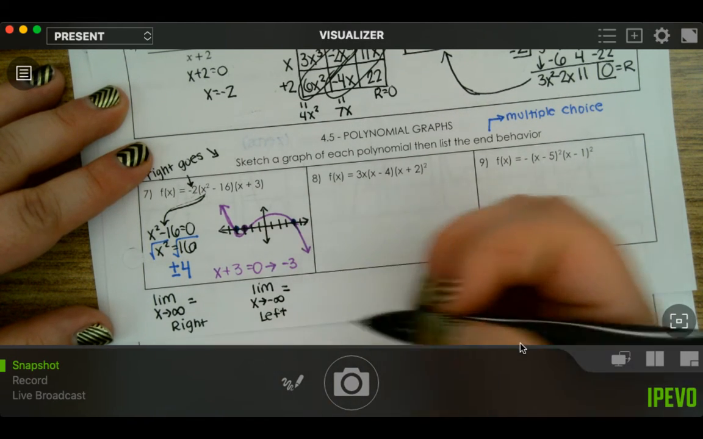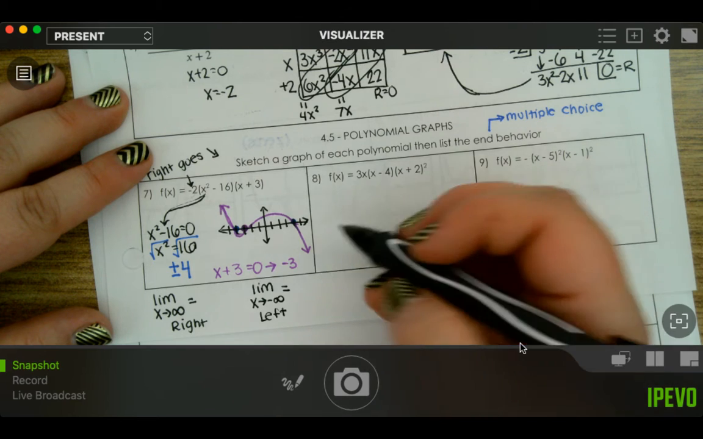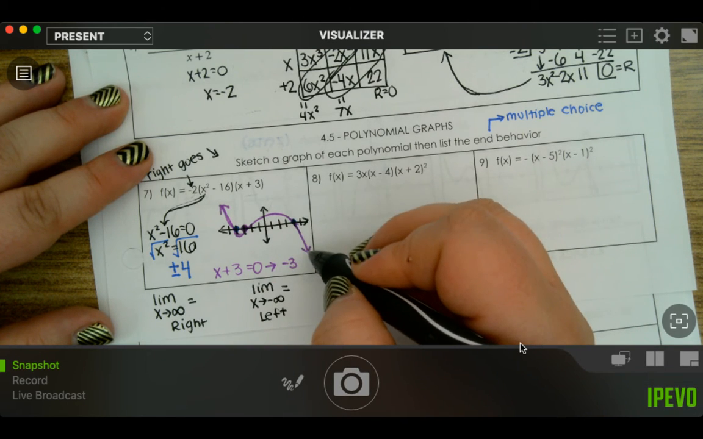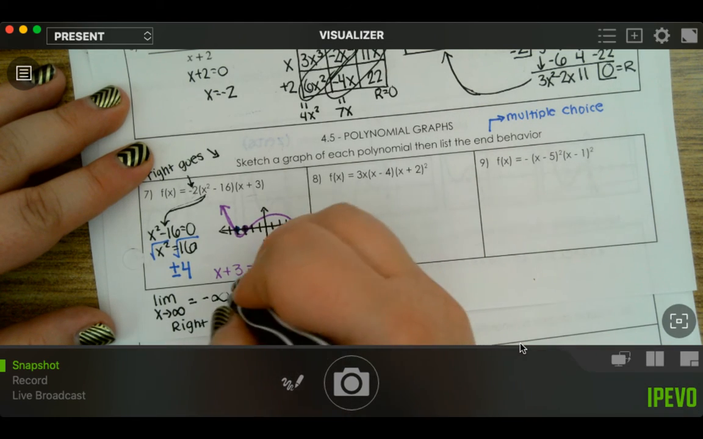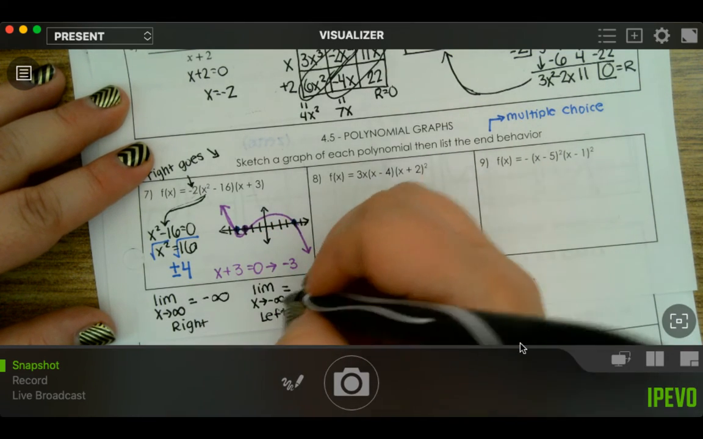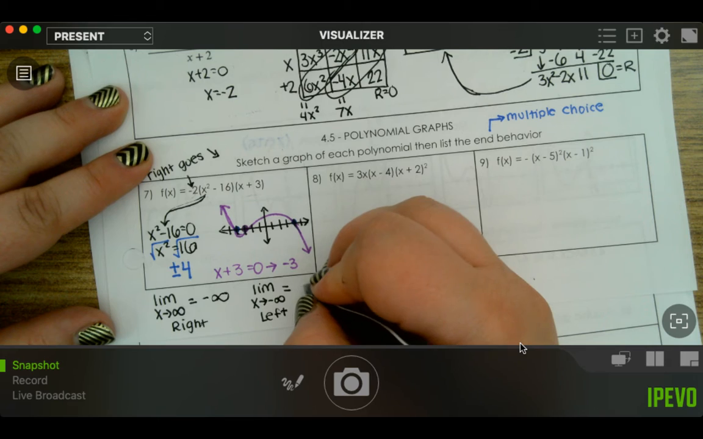And then on the other side of the equal sign, you say whether it's going up or down. So on the right side, this graph is going down. That would be negative infinity. On the left side, this graph is going up. So that would be positive infinity.